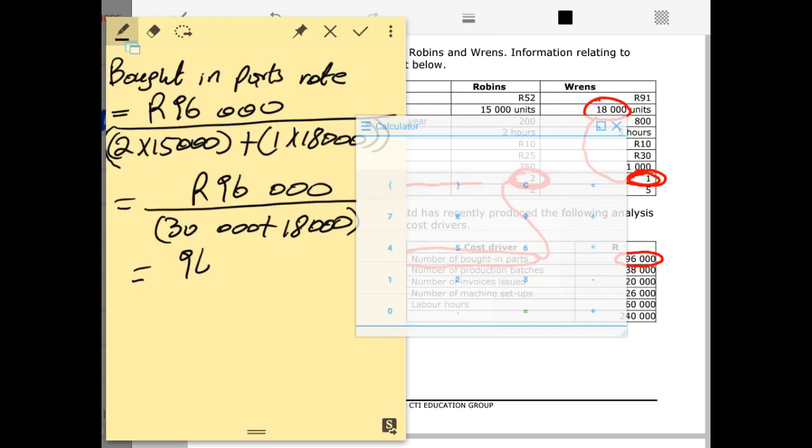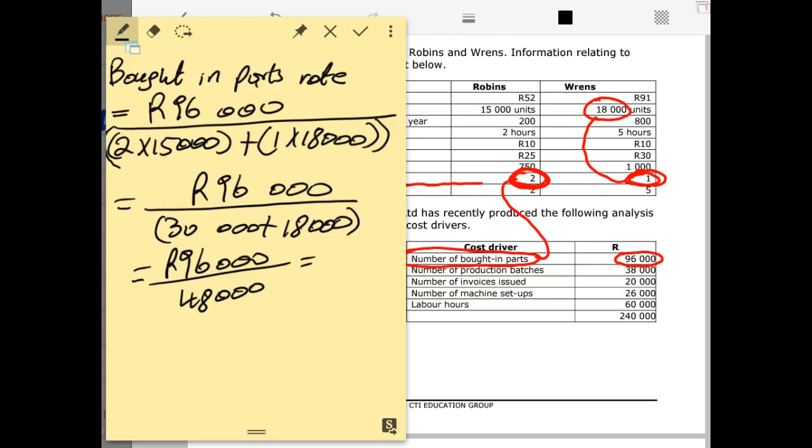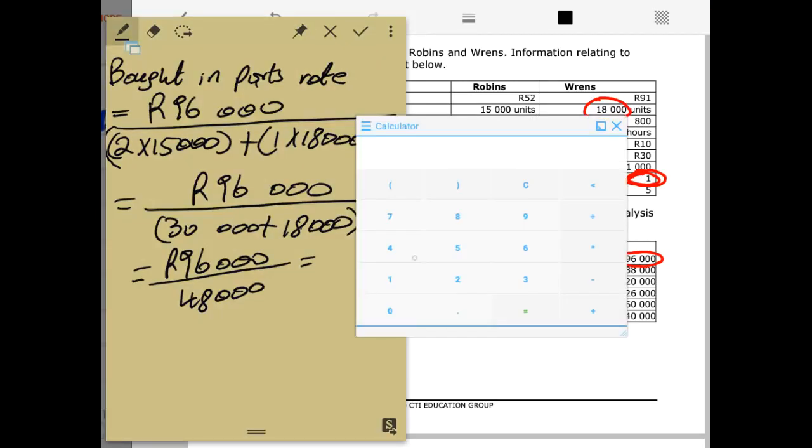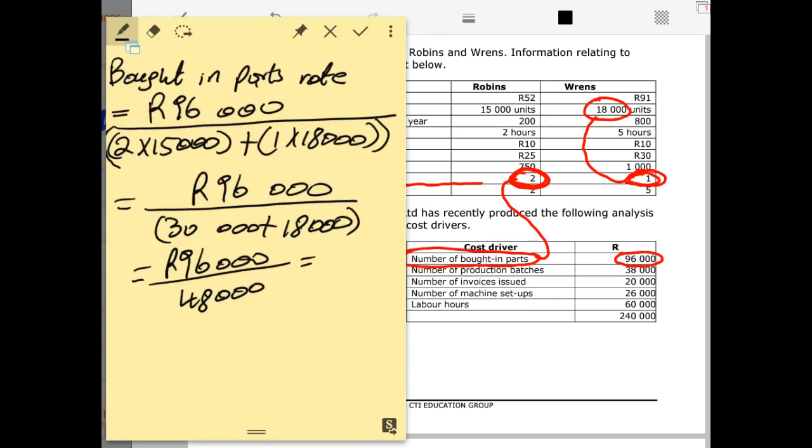Then it will be 96,000 rands divided by 30 plus 18,000, that will give us 48,000, and that will give us the rate. The rate will be 96,000 divided by 48,000. It will be 2 rand per part. Therefore, now this is our rate.